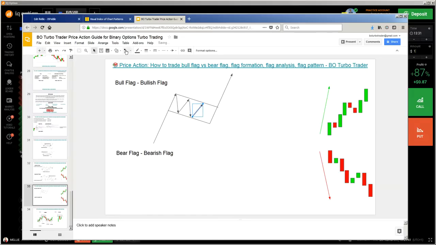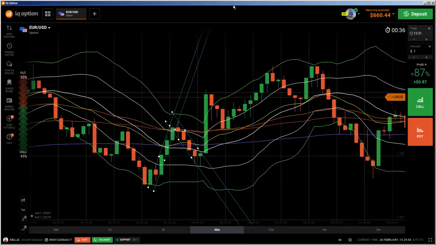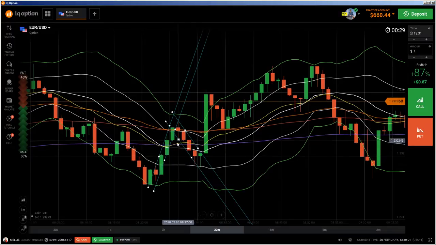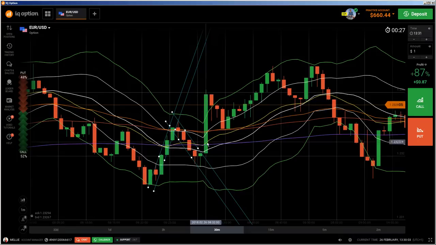There are two different types of flags: the loose one and the tight one. The loose one is when there is much more space between those both. And the one I have shown you here is a tight one, because there's not a lot of space between those candles. And this here was then the target, the profit target, the same as the flagpole.